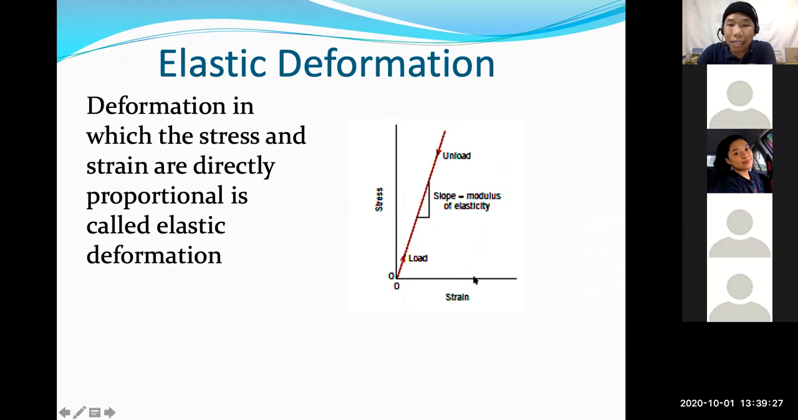So this is a stress and strain illustration. Strain is on the horizontal axis and stress is on the vertical axis. So you have here the slope, which is the modulus of elasticity. In the red line here, this is the direction of the load, and this is when you unload the material.